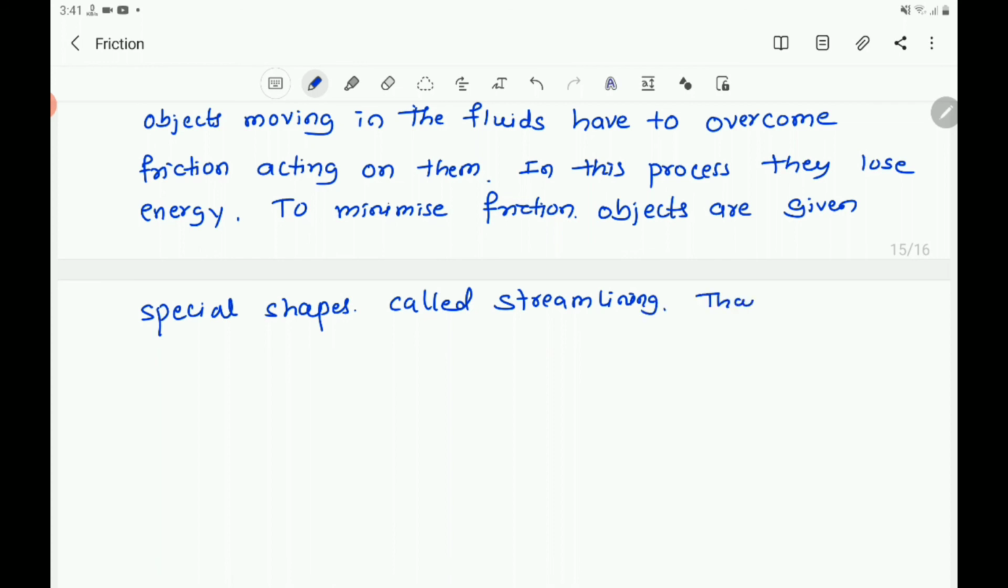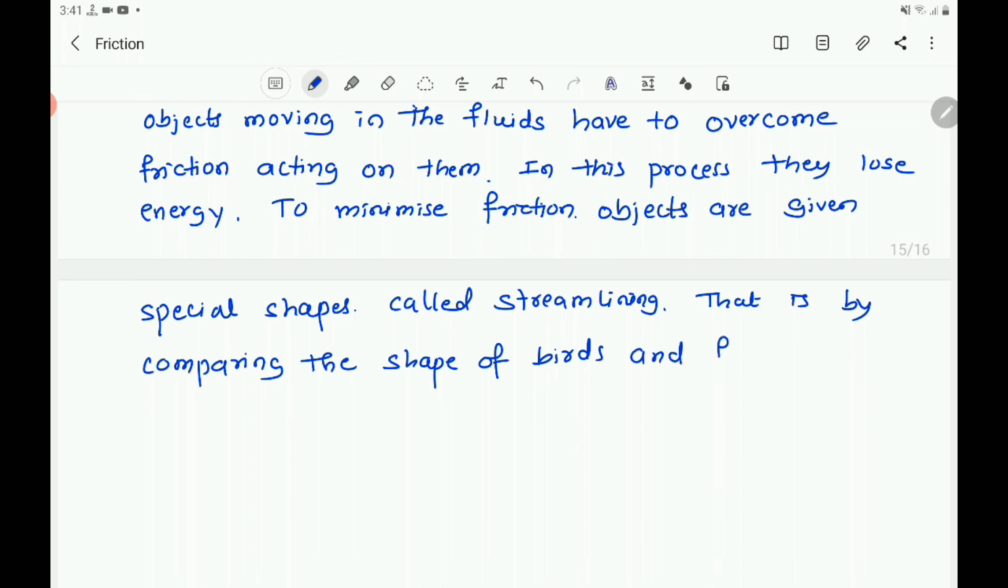That is by comparing the shape of birds and fishes. You know that birds and fishes can move easily in the fluid. Their bodies must have evolved to shape which would make them lose less energy in overcoming friction.